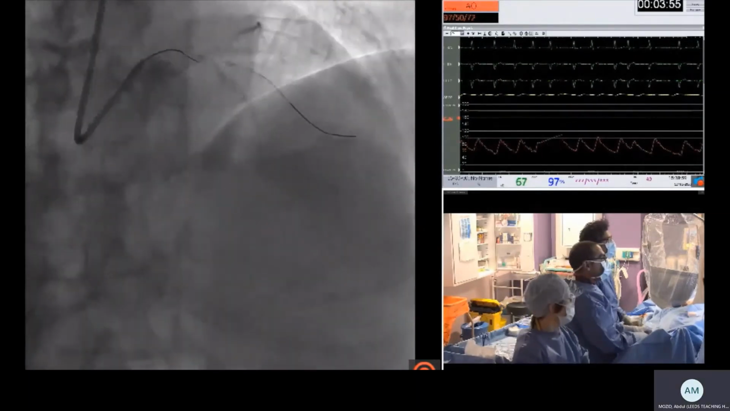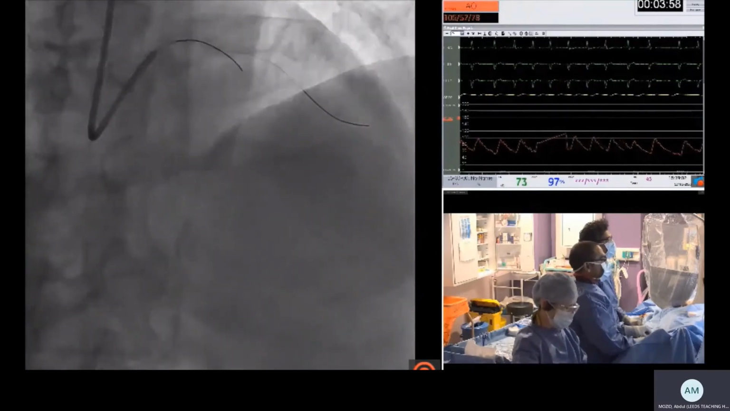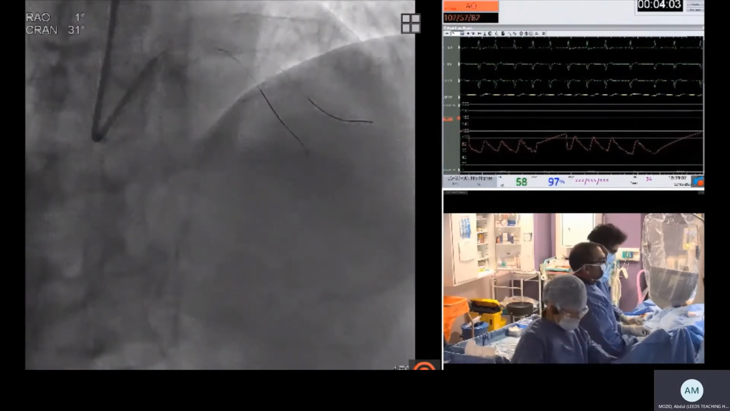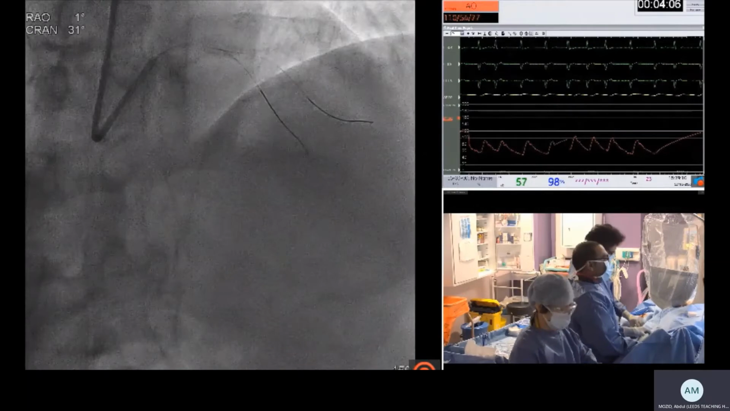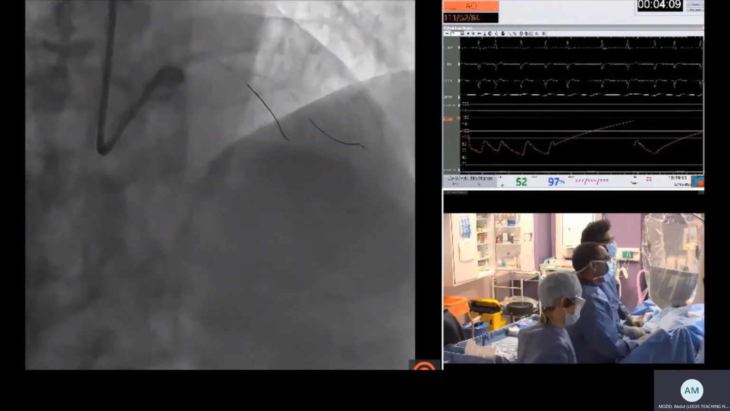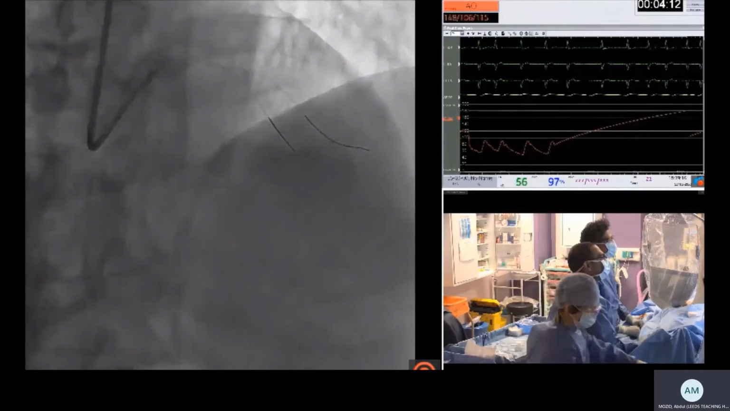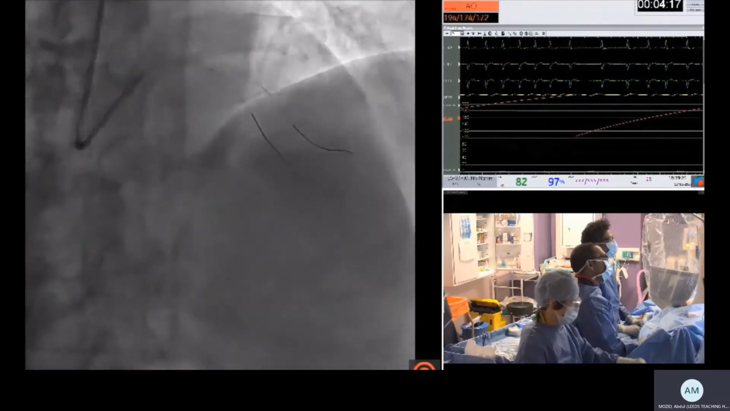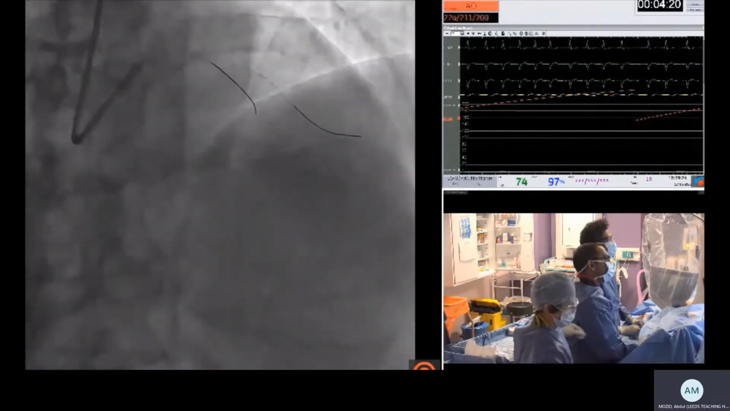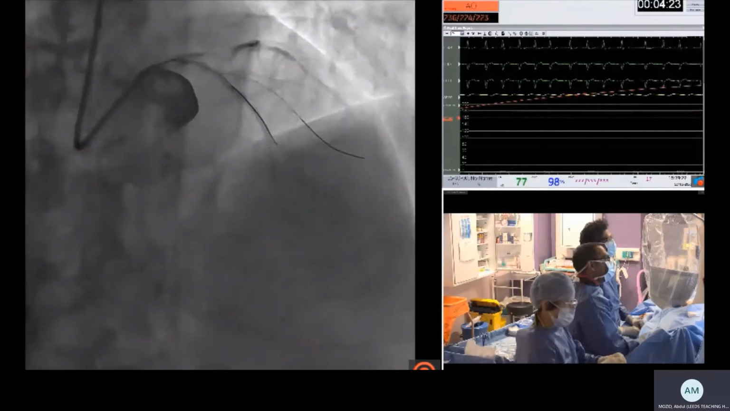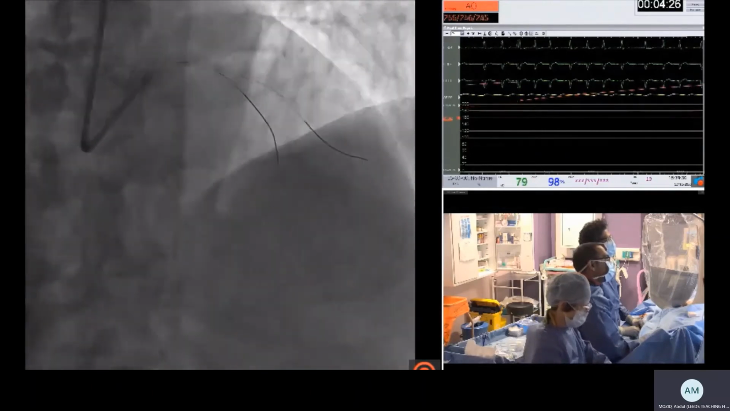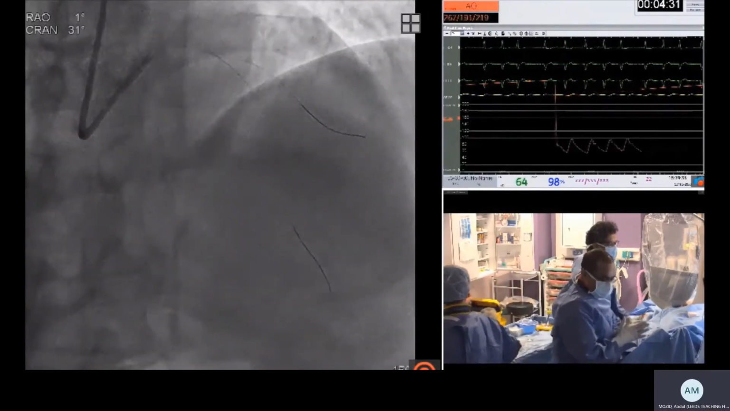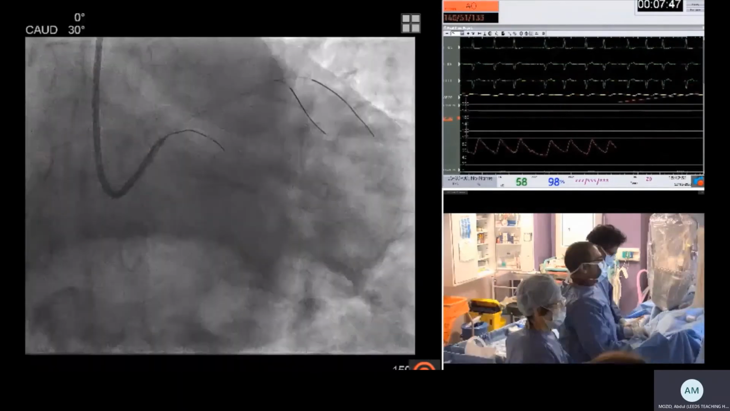The strategy for the LAD diagonal bifurcation was to perform provisional stenting, but to predilate the diagonal prior to deploying the LAD stent. There are pros and cons to predilation. The advantage of predilating the diagonal would be more likelihood of the vessel remaining patent. However, the downside to predilating the side branch would be potential dissection, which may make it more difficult to rewire the side branch in case it occludes.